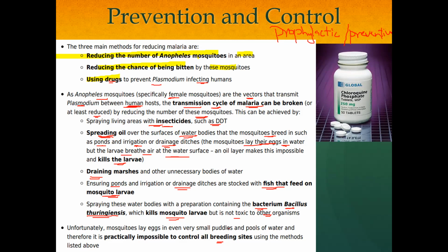So this is the first method. How can we reduce the number of Anopheles mosquito? 100% we are not actually going to achieve this, but at least we can try, right? At least some percentage can be achieved.